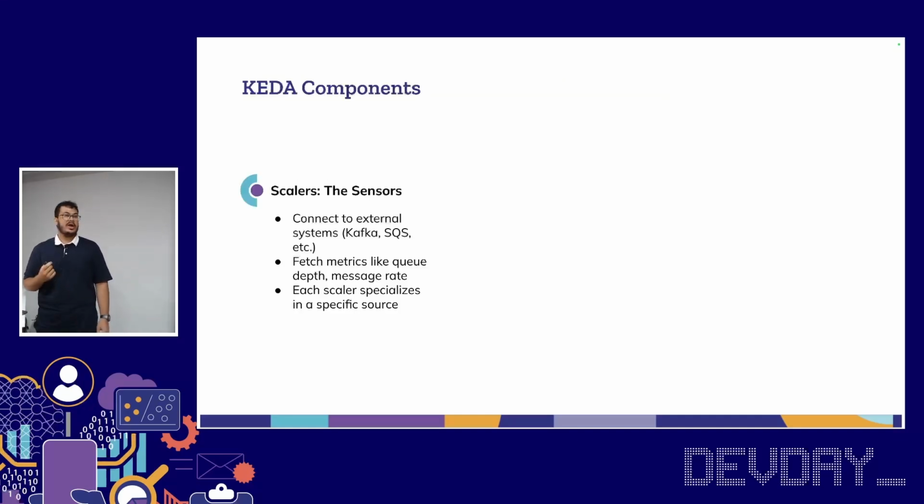Let's now look at the components that are involved in KEDA. It has 3 major components. The first is a scaler. It is nothing but the sensors of KEDA. It connects to your external system, for example, Kafka, and it fetches metrics such as what's the lag maybe on a consumer group. And each scaler specializes on a particular source. So you would have a scaler for Kafka and you would have another scaler for example for AWS SQS. So this is nothing but the sensor. It connects to your external source and fetches some metric value.